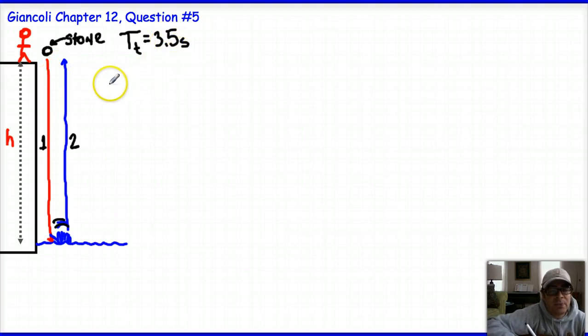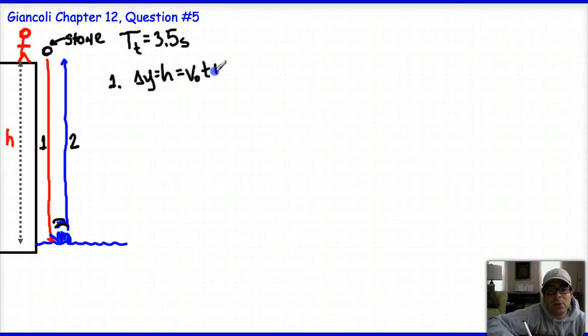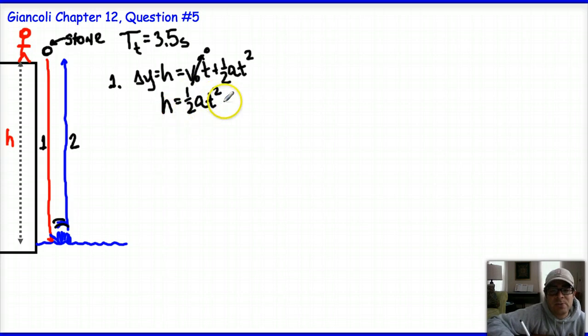The first one is an equation that models number 1 in red here. This is the accelerated motion, where I can say that delta y, or more specifically h, because that is delta y, is equal to v0 t plus 1/2 a t squared. This is the first equation of motion, and the initial velocity is 0, so I'm left with h is equal to 1/2 a t squared.